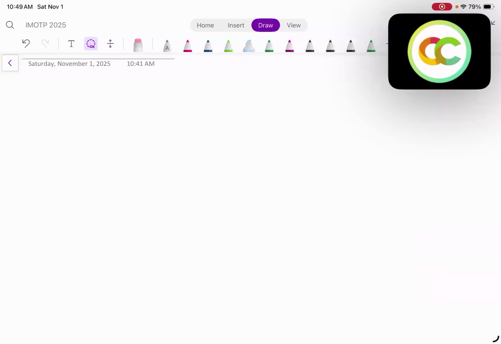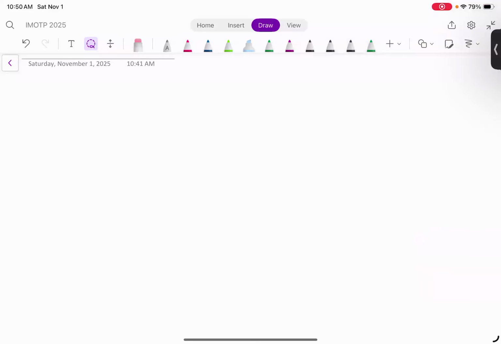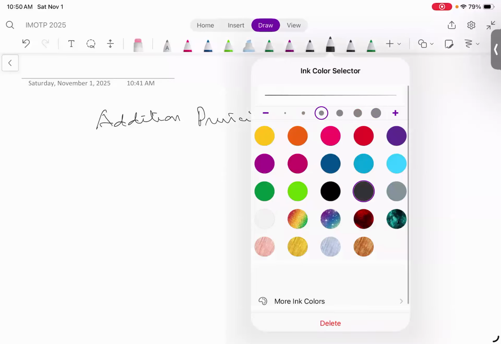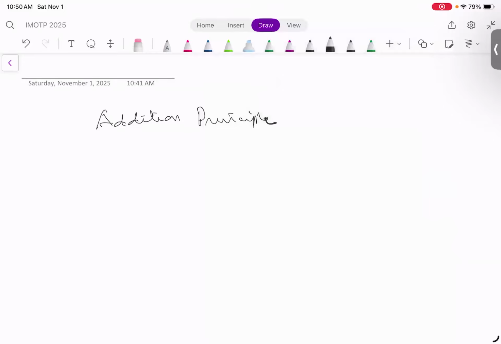So, good morning, everyone. Yesterday we discussed one principle for counting, which was the addition principle. We also did some problems there, and then we also looked at what is the multiplication principle.